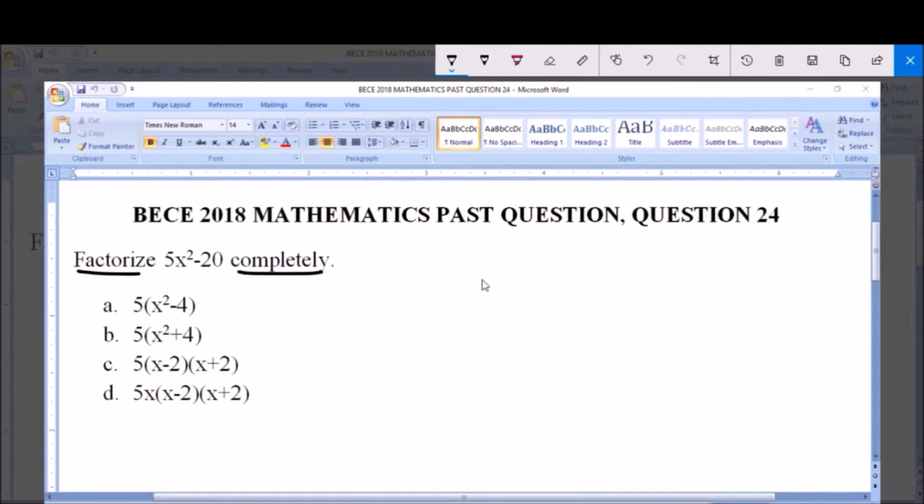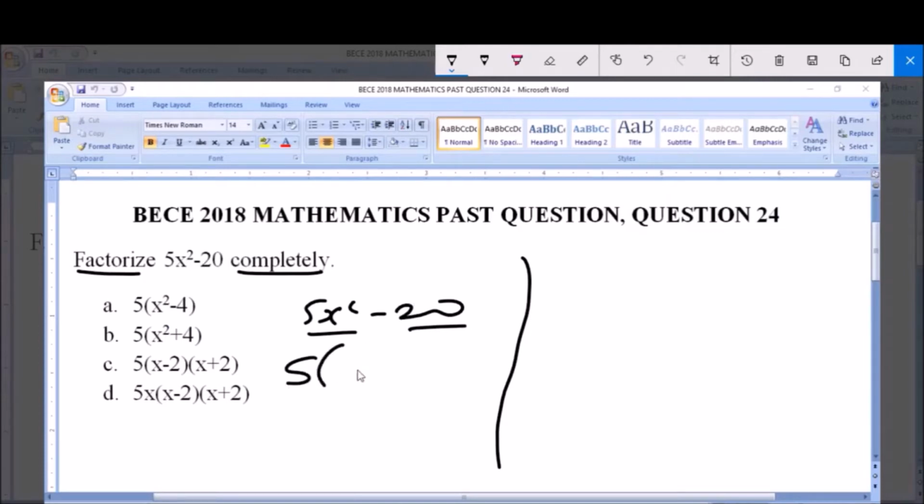Now we're given 5x squared minus 20. To begin our factorization, looking at 5x squared and 20, you know that 5 is a common factor of these two figures here, because 5 can go into 5x squared and at the same time go into 20. So therefore we say 5 into x squared minus 4.